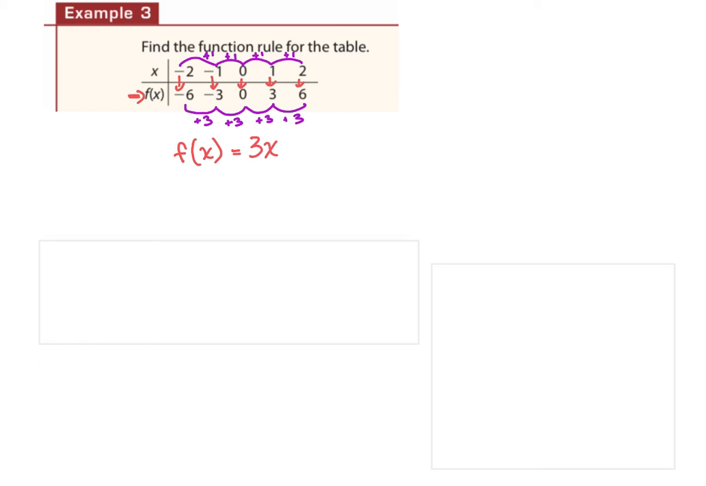And you can check this. Plug in any of your x's and see if you get your y. Well, yes, if I plug in a -2, 3 times -2 is -6. If I plug in a 1, 3 times 1 is 3. So you can see that this rule works. This would be my rule for this particular function. f of x equals 3x. That is the pattern there.